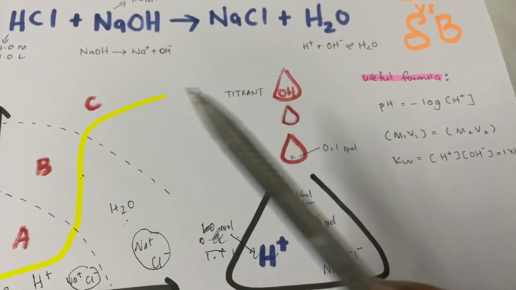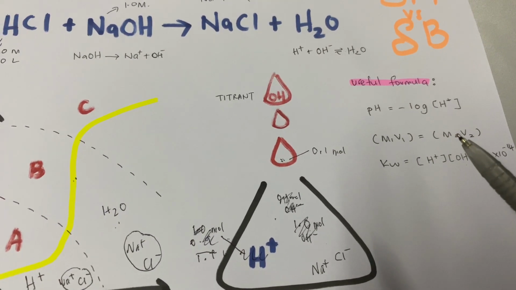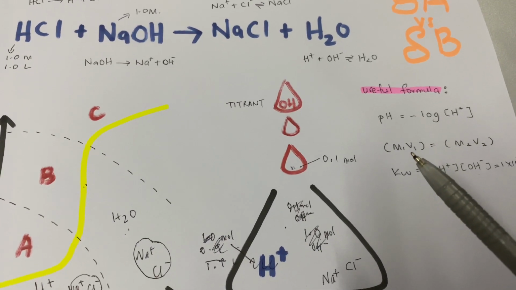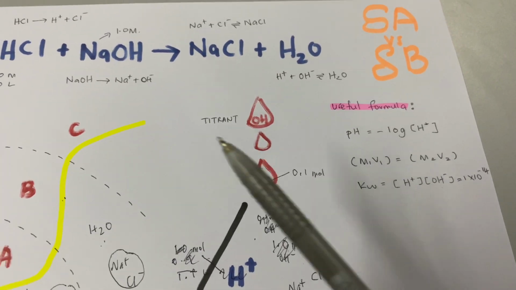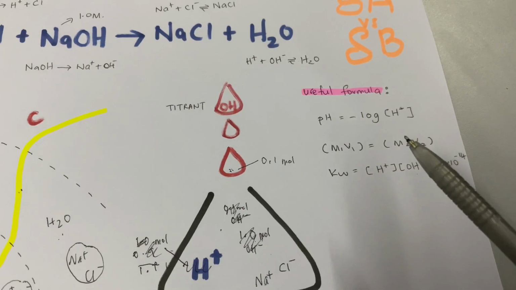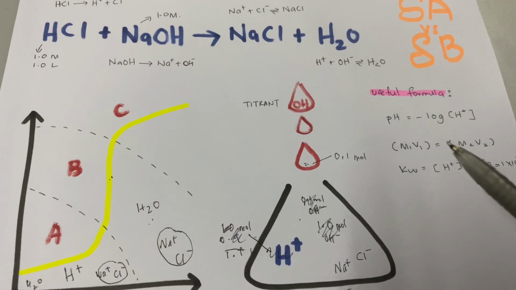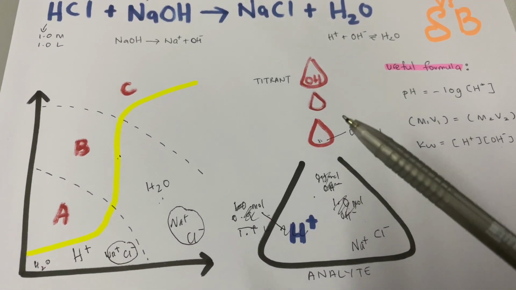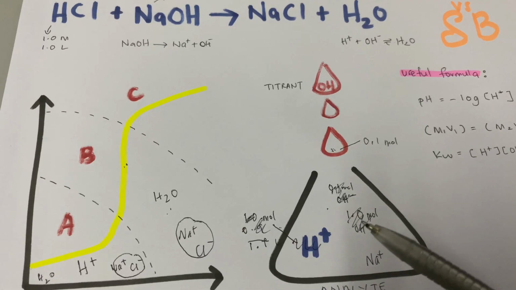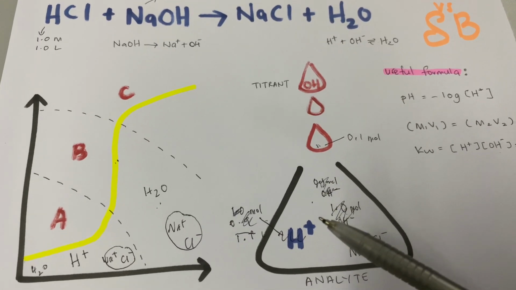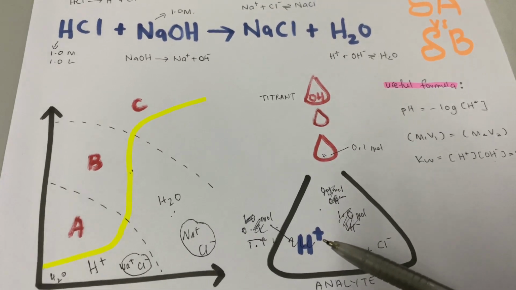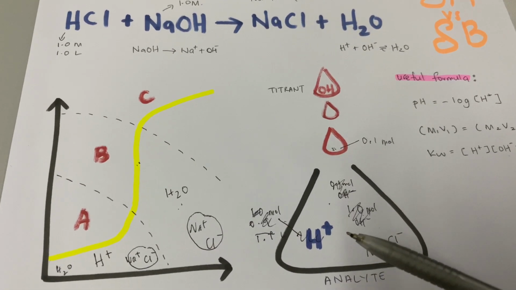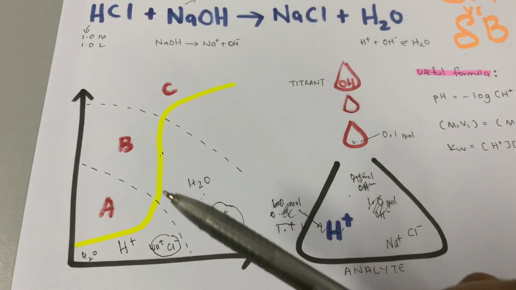M1V1 is for the acid and M2V2 is for the base. You know the concentration of the acid is 1 molar, volume is 1 liter. The concentration of sodium hydroxide is 1 molar. So what is the volume needed? It will also be 1 liter. So after you add 1 liter of sodium hydroxide into the conical flask, you will achieve complete neutralization. So it will be pH 7 here.